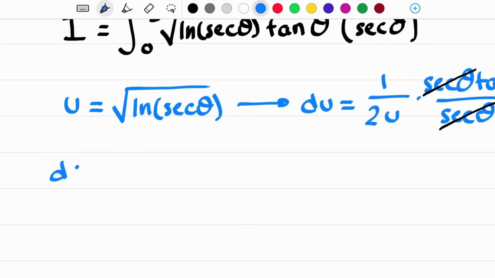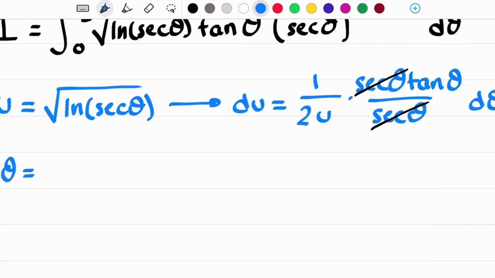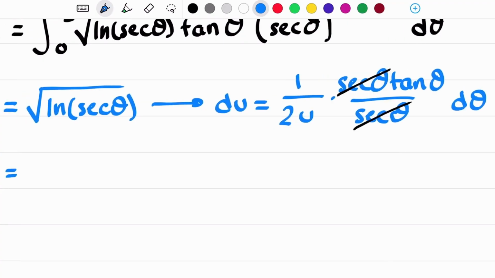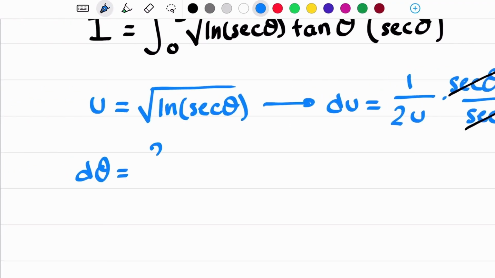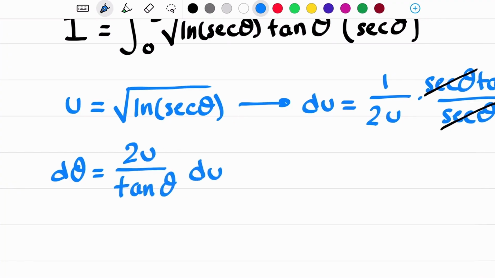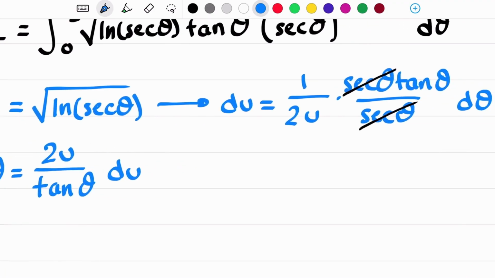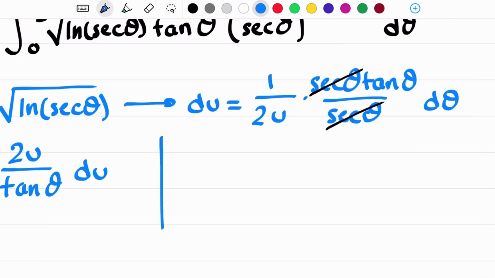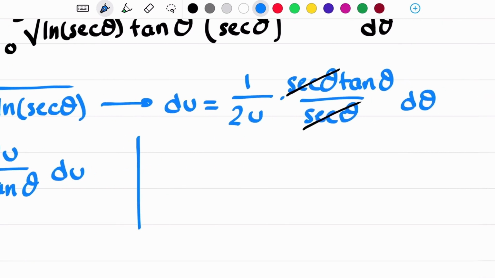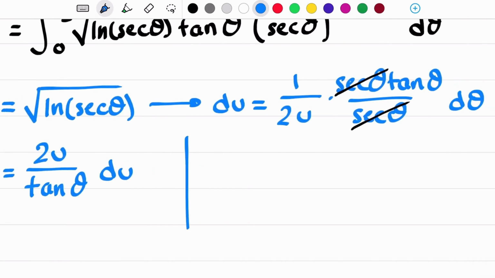So d theta equals, and then it's just going to be du times the reciprocal of that, which is 2u over tangent theta du. Perfect. Now, we also need to compute some bounds, right? So I'll draw a line here and we can compute our new bounds.